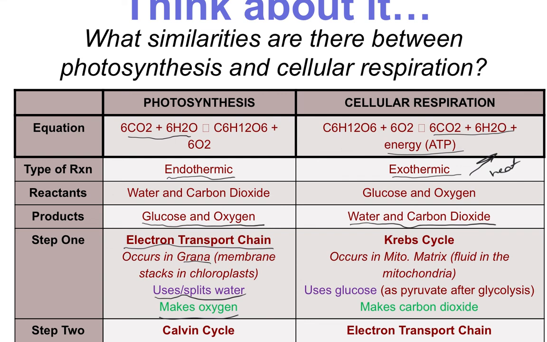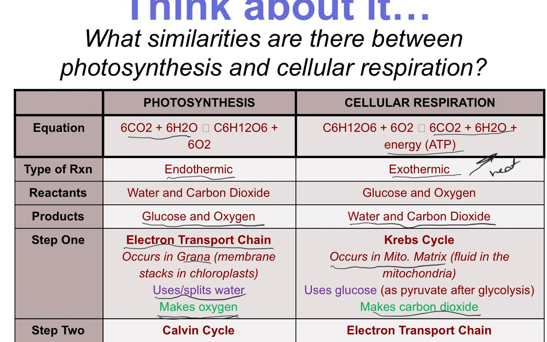first major step is the Krebs cycle. And that occurs in the mitochondrial matrix. That's the fluid in between the membrane part, where we're going to use glucose as pyruvate after glycolysis. So remember, we have to split glucose in half, and then we're going to make carbon dioxide. So cellular respiration makes carbon dioxide, and photosynthesis makes water.